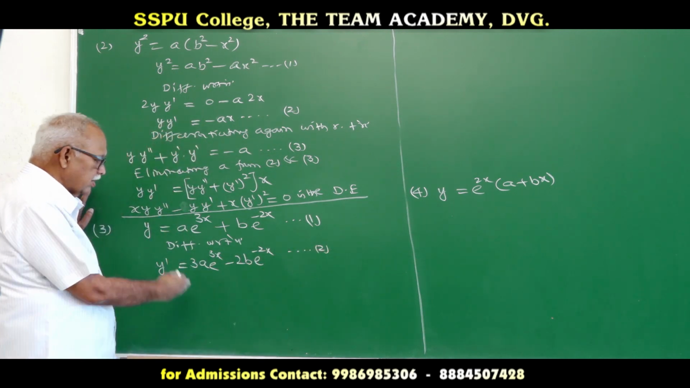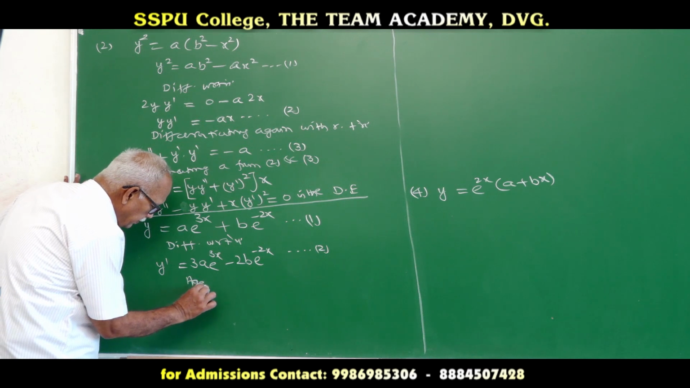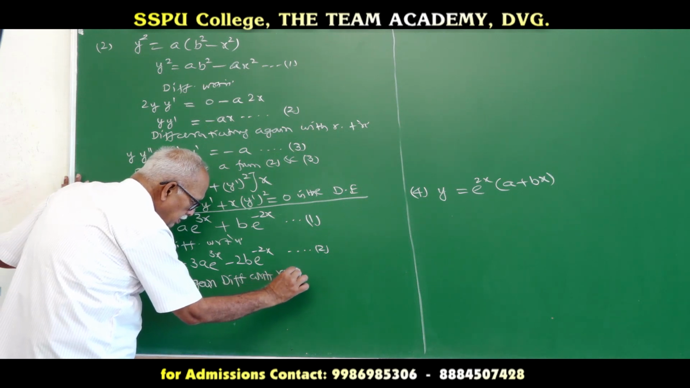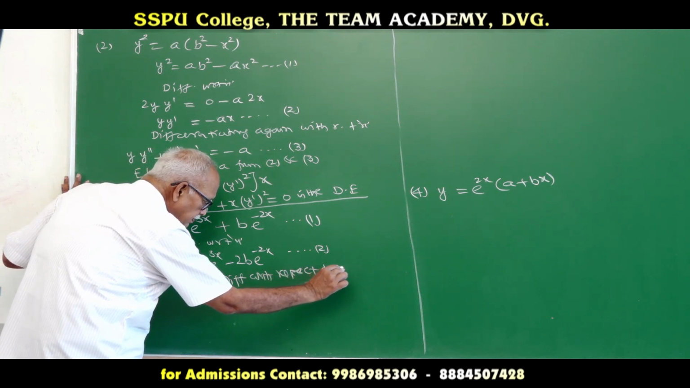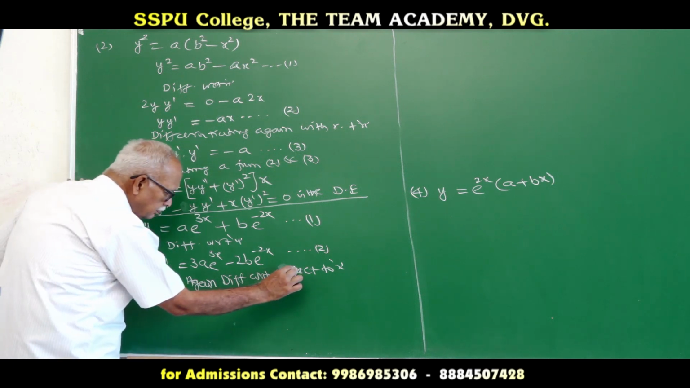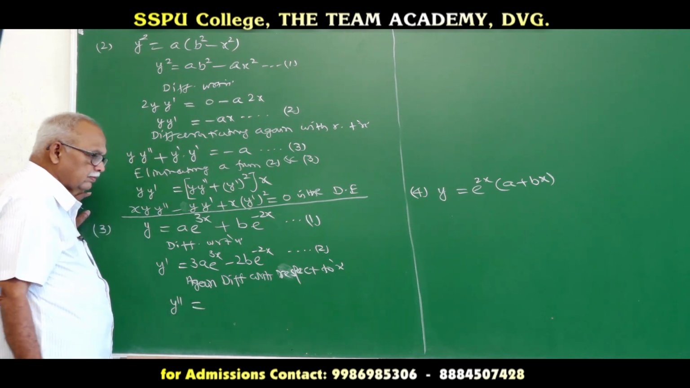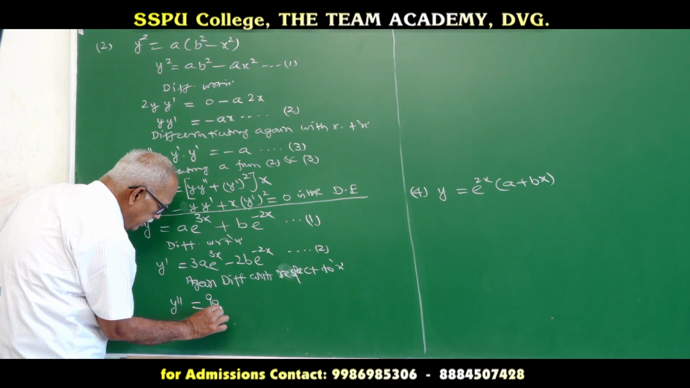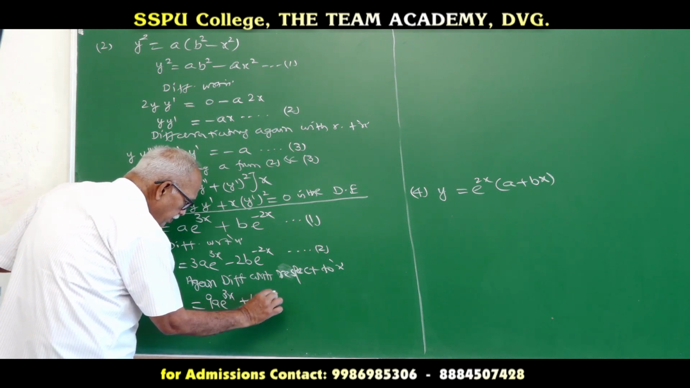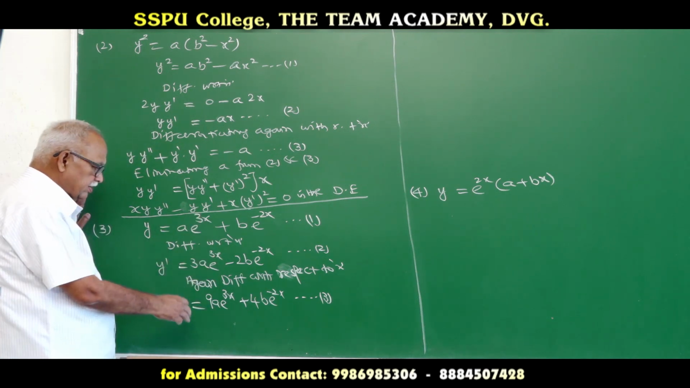So second equation. Because the two constants are there, we have to again differentiate this. Again differentiating with respect to x, y2 dash is equal to, see here we get 9a e power 3x plus 4b e power minus 2x, this is 3. Now we have to eliminate a and b from these three equations.